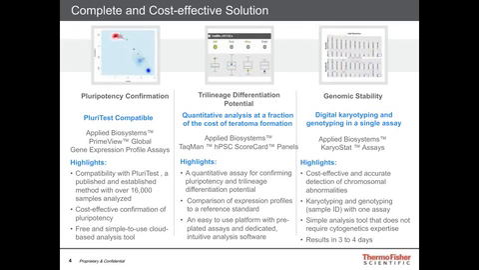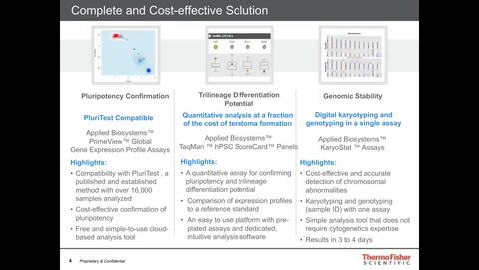We have three molecular assays, one for confirming pluripotency, one for trilineage differentiation potential, and the third one for assessing genomic stability. First, an array-based global gene expression assay for confirming pluripotency. The assay is compatible with PluriTest, an established method with over 16,000 samples analyzed to date. It is cost-effective, the analysis is free, simple to use, and cloud-based.